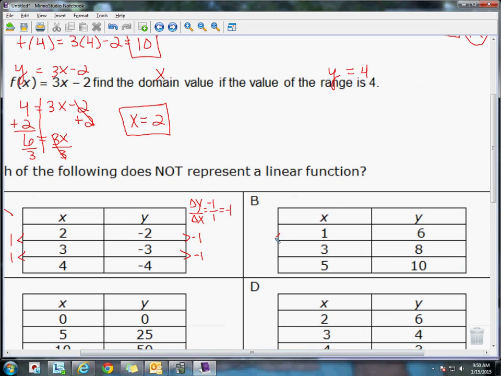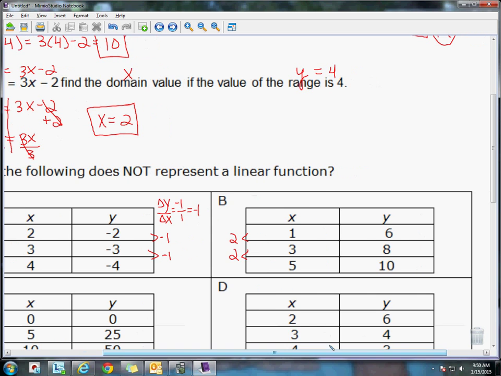B, my x's are going up by 2's. My y's, they are also going up by 2's. Change in y over change in x. Change in y is 2. Change in x is 2. 2 divided by 2 is just 1. So here I have a constant rate of change, so that's not going to be the answer.